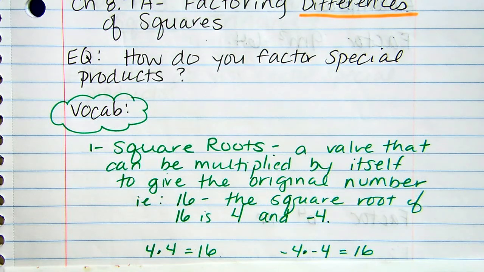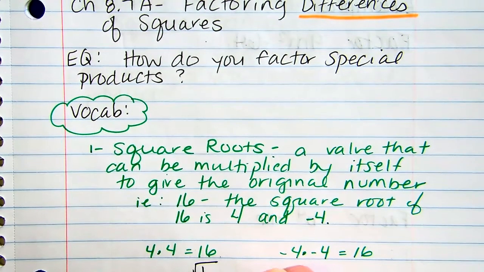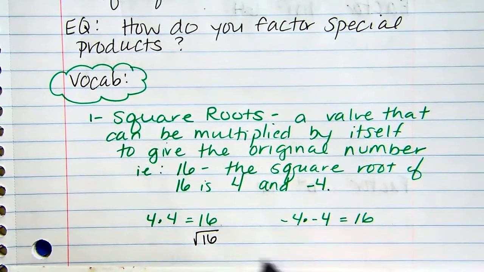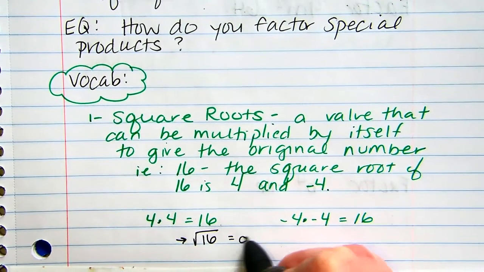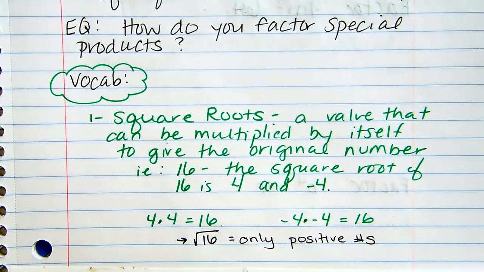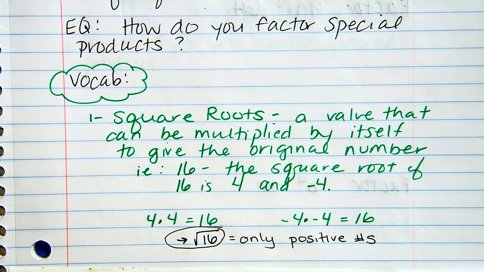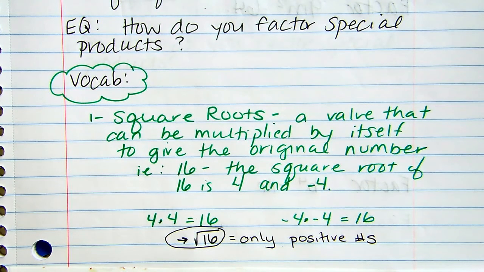Now, if it simply asks for the square root and we have the root symbol, so the square root of 16, when we see this symbol, that means only positive numbers. So in this case, if we see square root 16, we could only have the positive 4. We can't have a negative underneath the square root symbol. Now, the square root symbol is going to become one of your best friends in this unit, so I really want you to know what that symbol is.